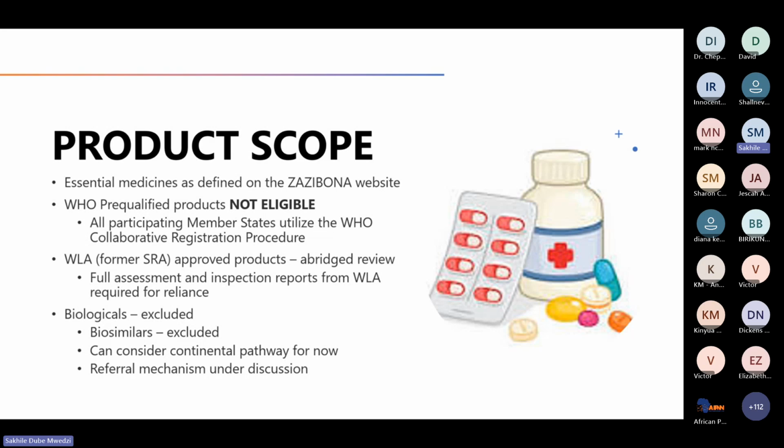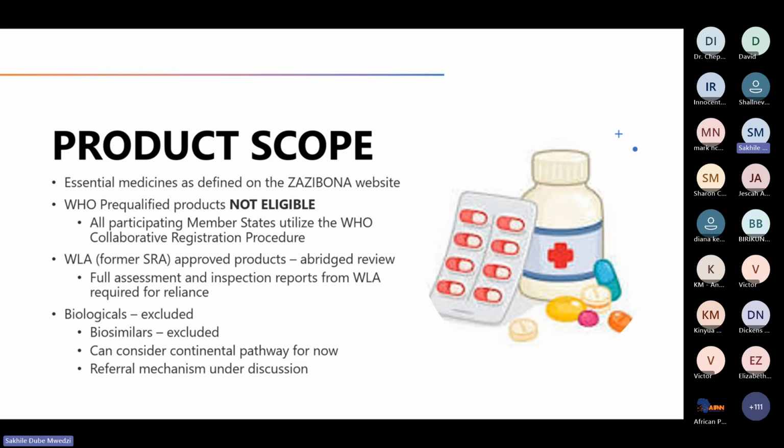And you can find the list of diseases and conditions which we consider to be essential on our website. We do not look at pre-qualified products. This is because every single member state already knows how to deal with the WHO pre-qualified product. There's a 90-day timeline within the member states. So there's no point in us taking through a product that has already been pre-qualified and going through all these motions. And it effectively is a waste of resources.